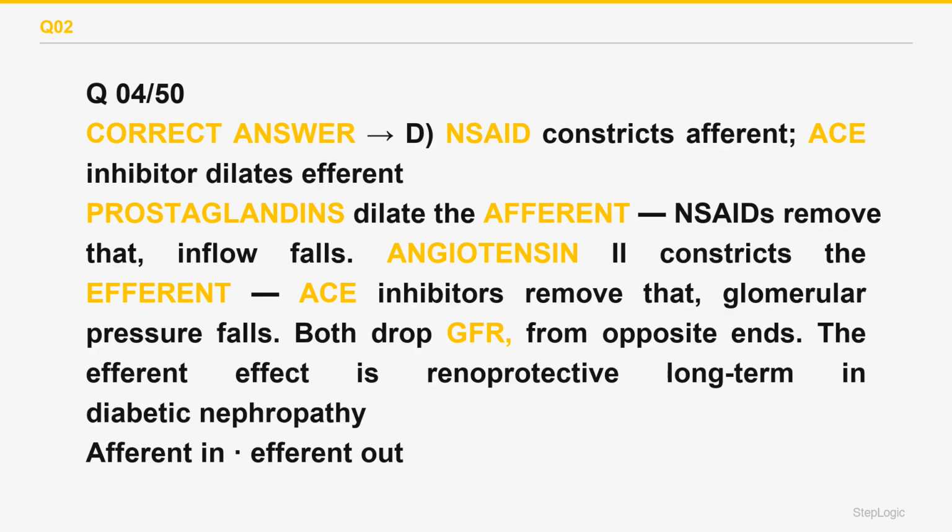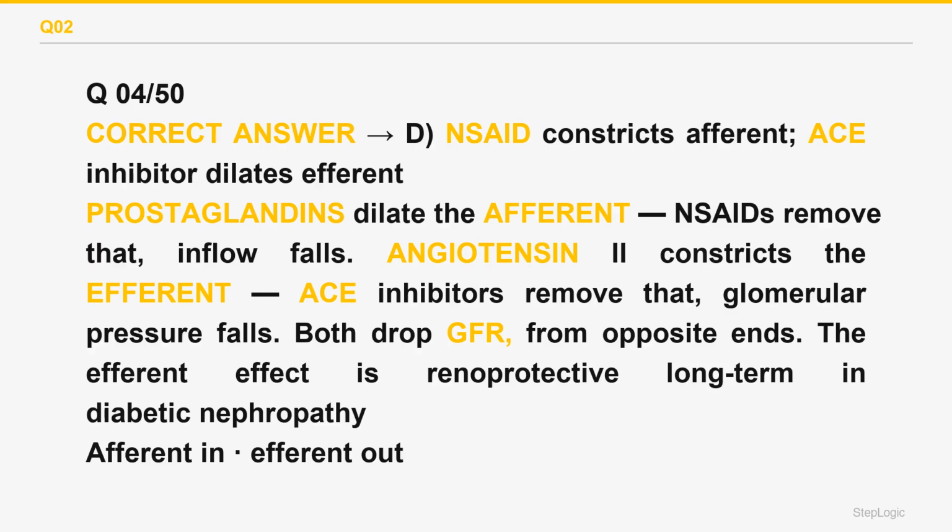Because bilateral renal artery stenosis makes the kidney entirely dependent on efferent constriction to sustain filtration, an ACE inhibitor can precipitate acute kidney injury and is contraindicated there. Yet the same efferent dilation is protective over years in diabetic nephropathy. Because lowering intraglomerular pressure reduces hyperfiltration injury, the acute cost buys long-term preservation, and a modest rise in creatinine after starting the drug is expected rather than alarming.